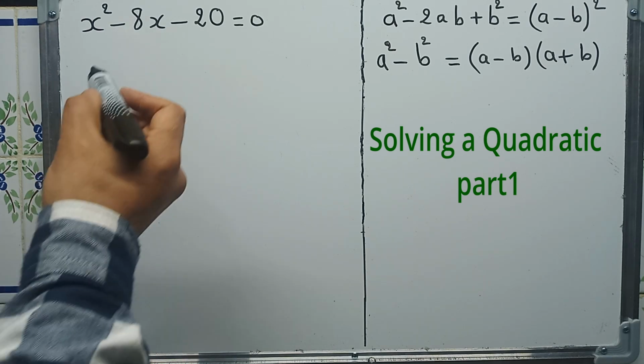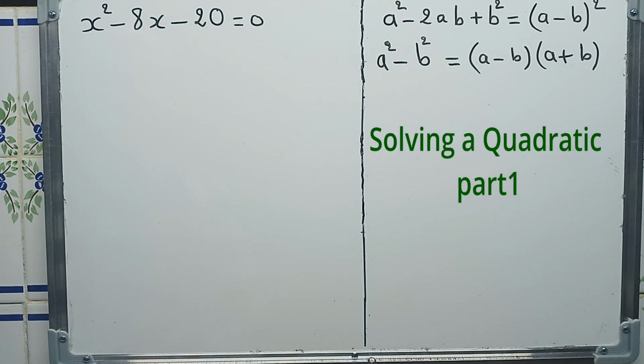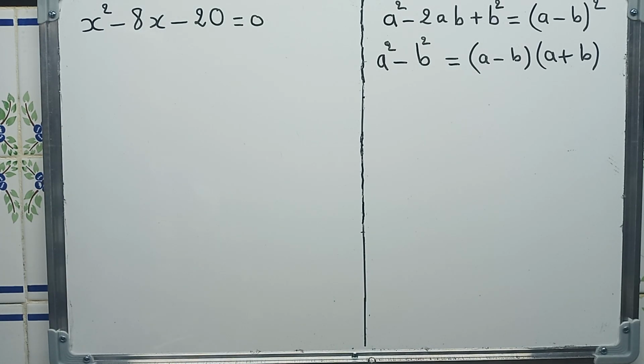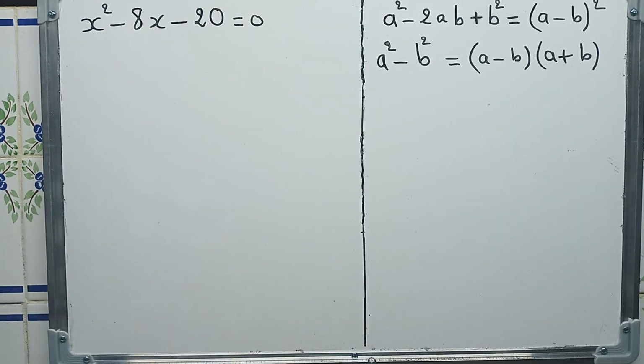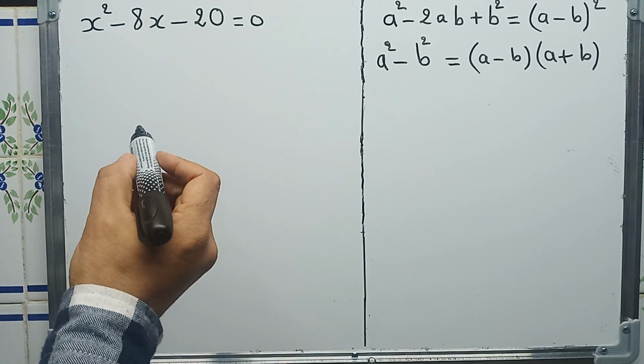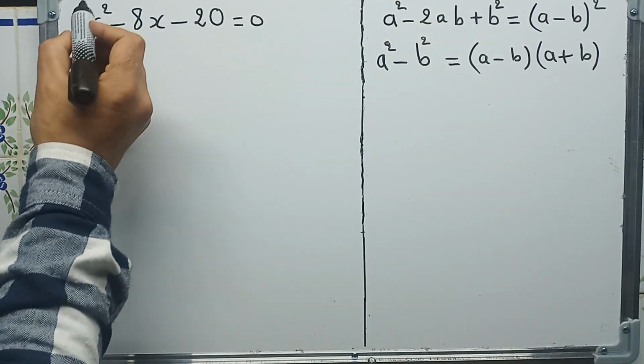Now we will solve this quadratic using the method of completing the square. Here we have our second coefficient even, and it's simplest. So what we do is we begin by completing our square.